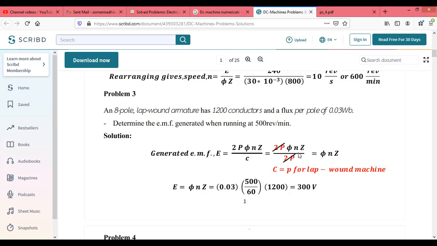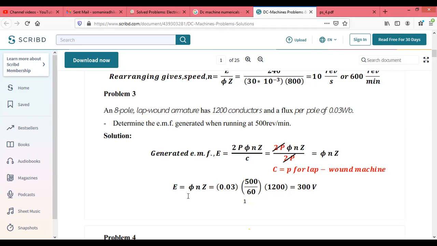Again you will get generated EMF equal to N phi Z, because here we are taking the value of C, they have given here lap wound. So here we are taking P for lap wound, so you will get that C equal to 2P. So here P will get cancelled, 2P, 2P, और यहाँ पे हमारा equation मिल रहा है phi n z. Again you are supposed to determine the generated EMF.